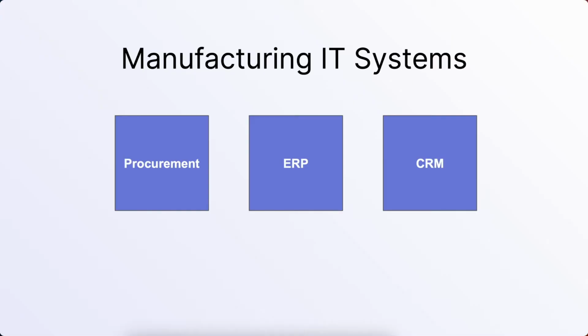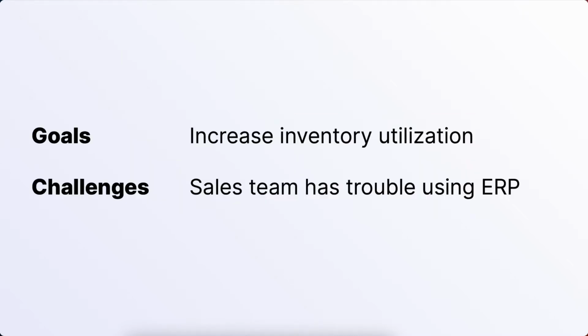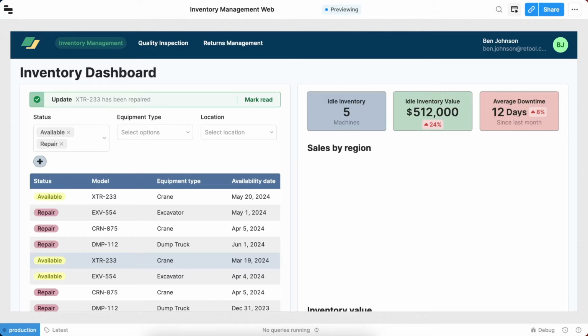Imagine we work at a machinery manufacturing company, Optimus. We operate out of a pretty standard stack with an ERP, a CRM, and a procurement system. As a business, we want to increase the amount of inventory deployed at customer sites where it generates revenue. However, our sales team struggles to book new rentals because they need access to data in the ERP, which is not easy to use. Using Retool, we can build a custom application that combines data from the ERP and procurement system and allows the sales team to book new rentals.